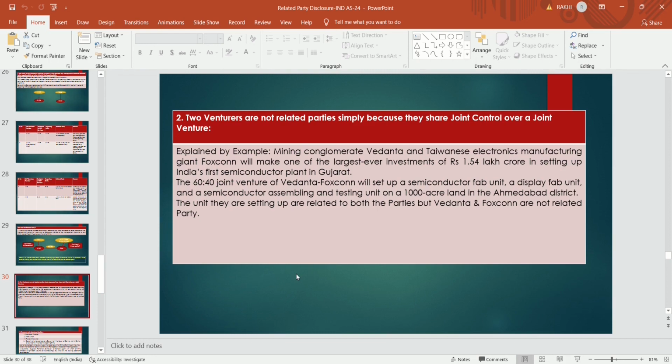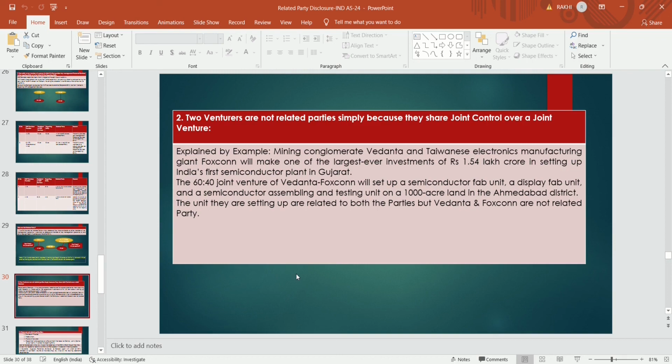This is to be explained by example. I am taking a practical example which is not yet concluded. This is a recent example. Suppose Vedanta and Foxconn have joined hands to create one joint venture, which is not yet passed eventually, but they are in process. So Vedanta and Foxconn join hands and create a joint venture to set up a semiconductor fab unit in Ahmedabad.